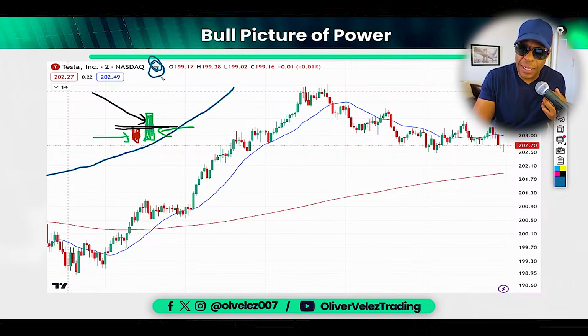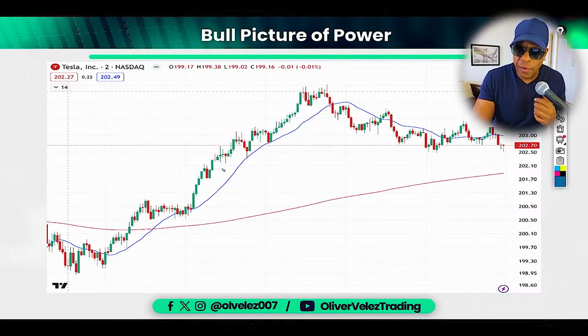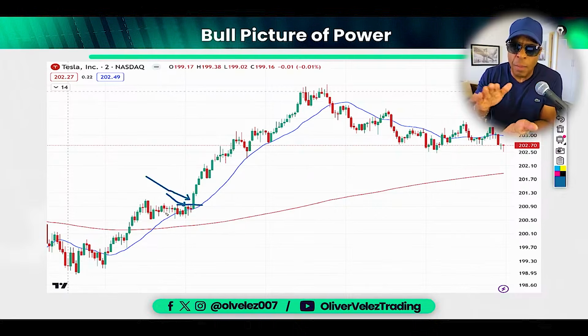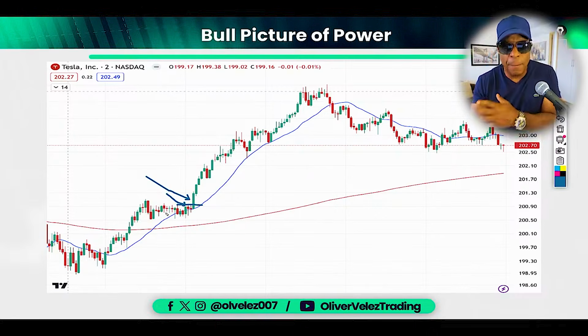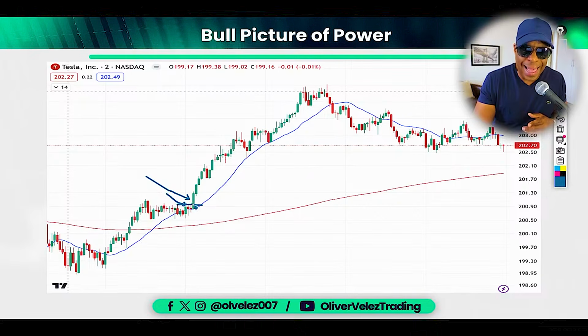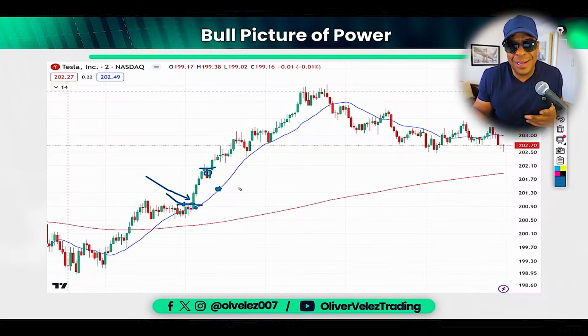You don't want it out here away from the 20. You want it near the 20. So if we look at color changes, here's red, and boom, we get both. We get power bar and color change. That's double strength: power bar originating off the 20 and a color change near the 20. We don't want this color change, even though it worked, because it didn't originate near my 20-period moving average. So we missed that one. That's okay. Missed money is better than lost money, right?